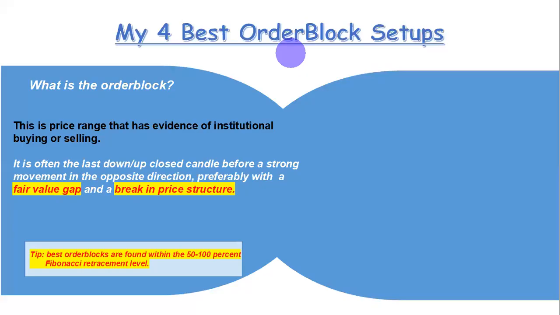We continue. So my 4 best order block setups. Now I've given you the definition of what an order block is in the previous video, but let me just do it once more here for the sake of those who've not gone through that video. So what is an order block? This is the price range that has evidence of institutional buying or selling. So that's the working definition of an order block.